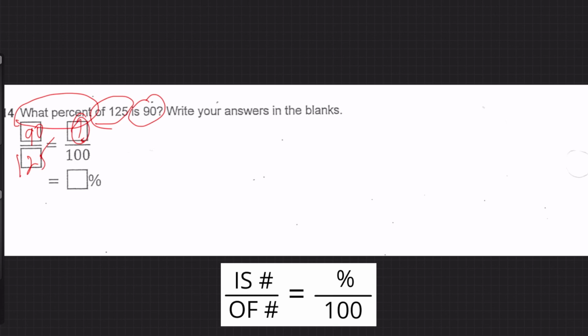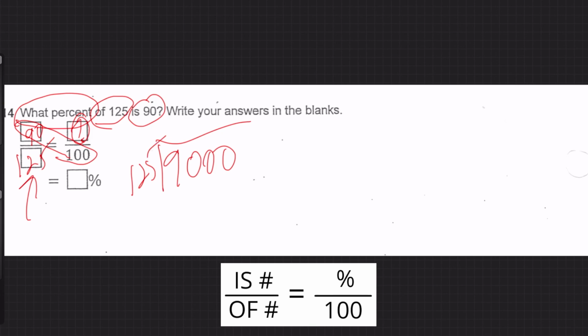So the first thing we're going to do is cross multiply the 100 and the 90. So 90 times 100 is going to give us 9,000. Then we're going to take the only number that's left, the 125, and divide 9,000 by 125. If we do that, we're going to get an answer of 72. So what's the answer to our question? Well, what percent of 125 is 90? Well, 90 is 72% of 125, because that's what we just learned.